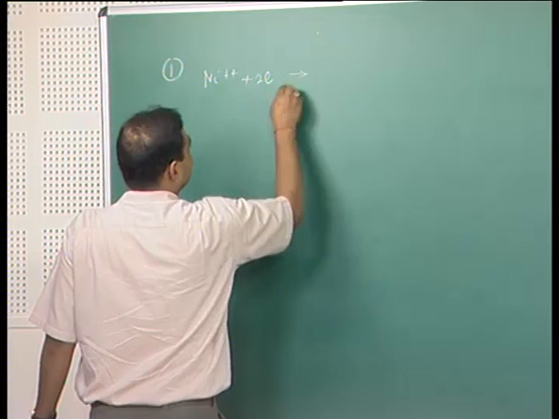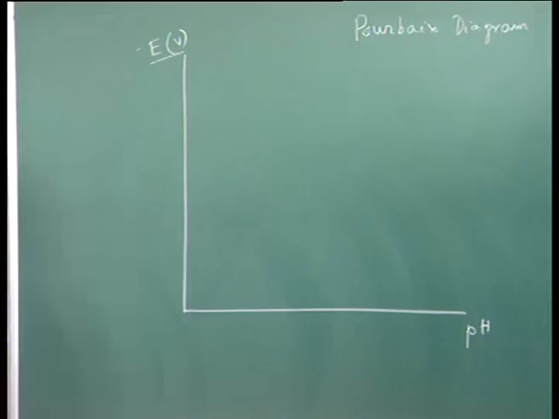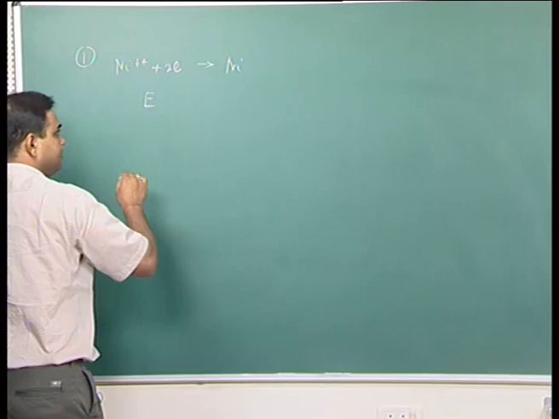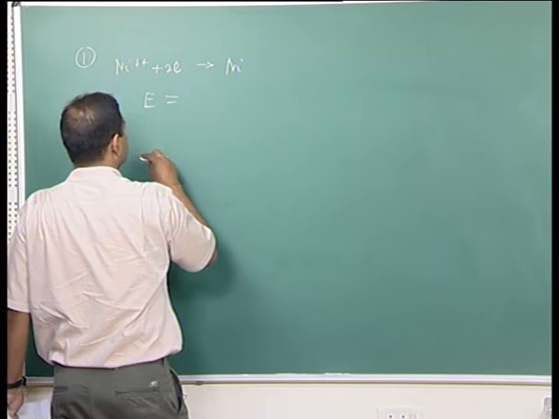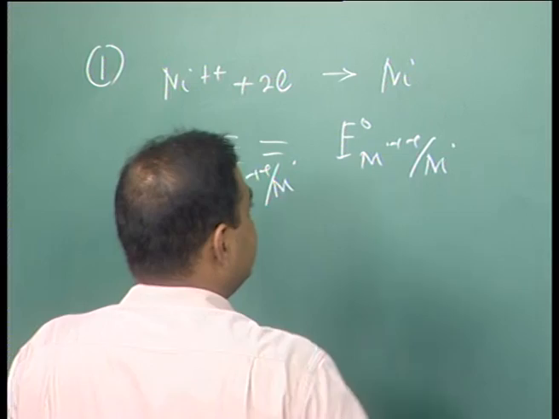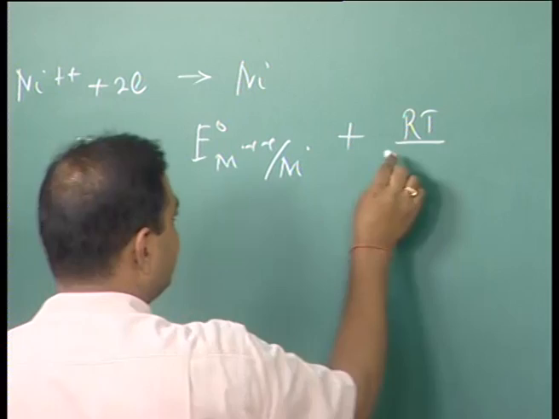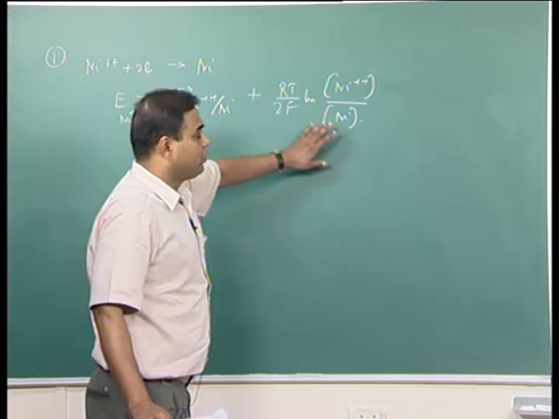goes to Ni. This reduction reaction, we have also seen that it can be placed in the potential versus pH diagram, and for a particular ionic concentration, because this reaction is potential dependent, pH independent, because there is nowhere we have an H+ ion. So, this can be expressed in the form of the Nernst equation, which is E of Ni++/Ni equal to E0 of Ni++/Ni plus RT over nF, here 2 electrons, 2F, ln of the concentration of Ni++ over the activity of Ni. So, here Ni is 1 because it is a pure metal.